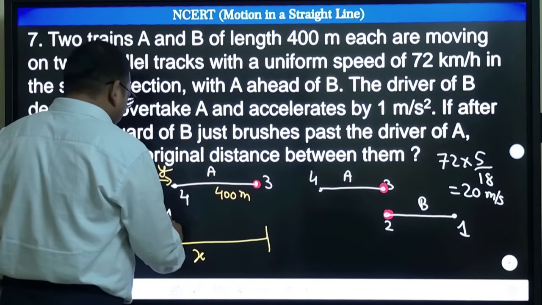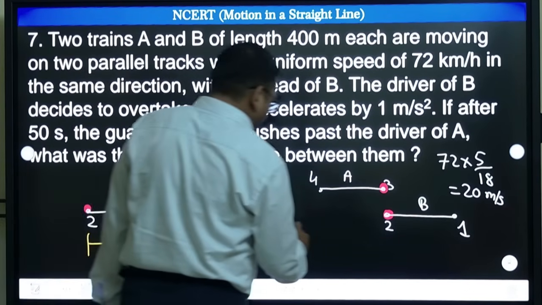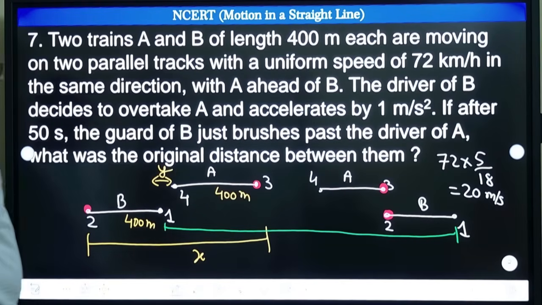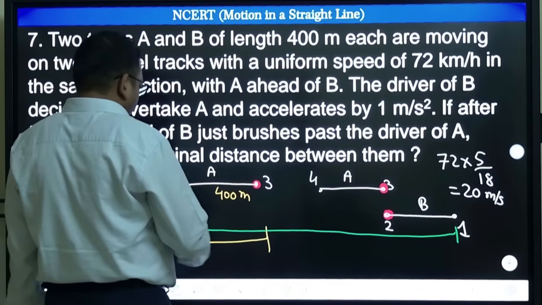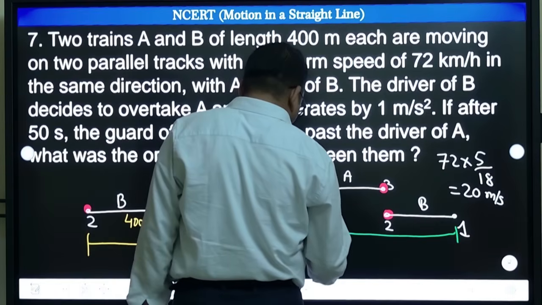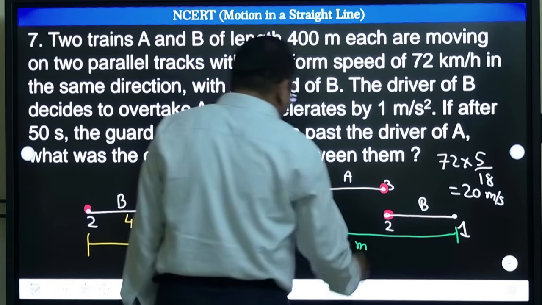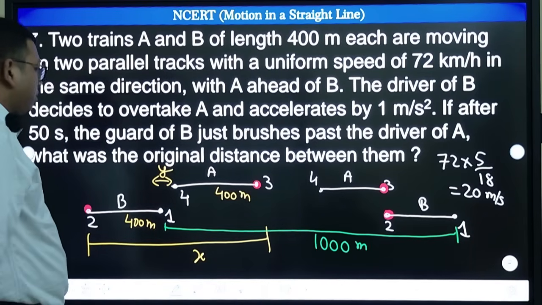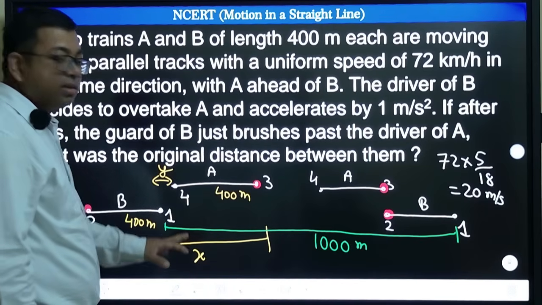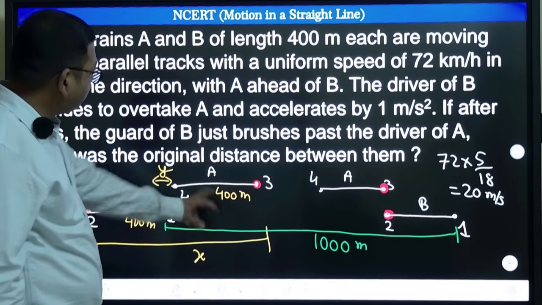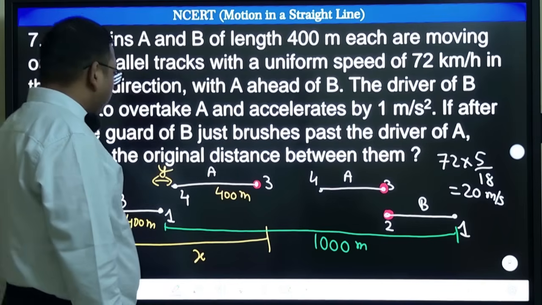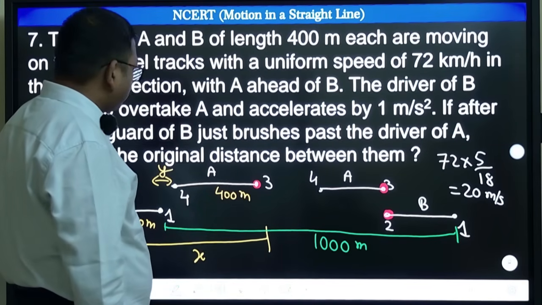So 1 will go from here to this point. How much will that distance be? Think about it. So 50 seconds into 20, how much is it? 1000. That has become 1000 meters. Okay, what else? What can we calculate now? If you can calculate y, then I think we can find the answer, because 400 plus 400 plus y will be the answer. Can we calculate y? Think about it.